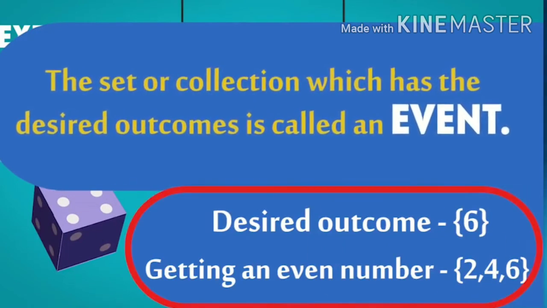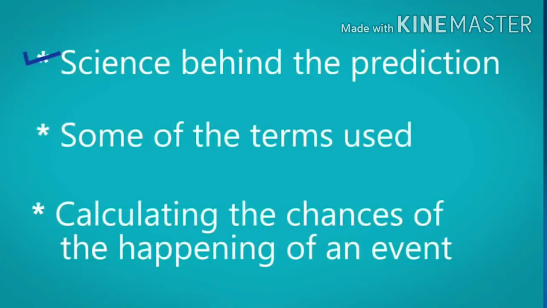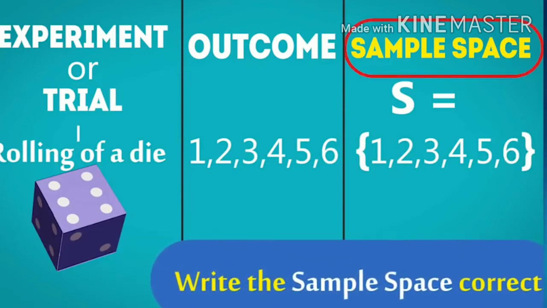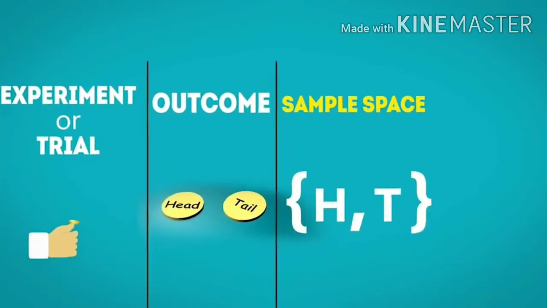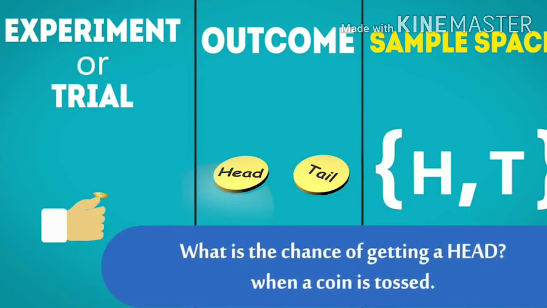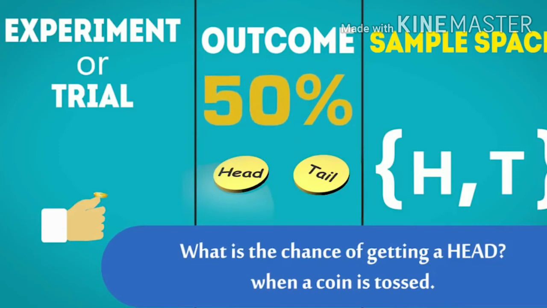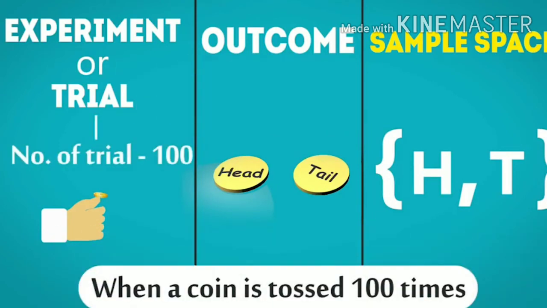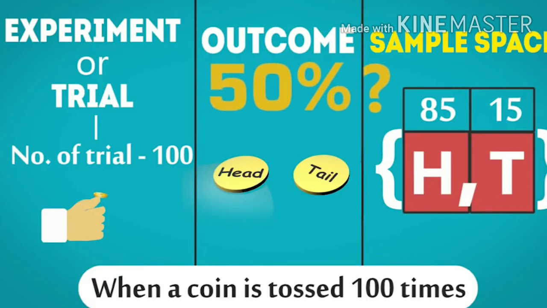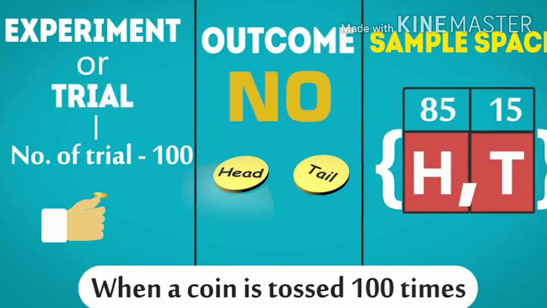The collection which has the desired outcomes is called an event. If you write the outcomes correctly, then only you will get the correct result. Is it clear to you all, children? Now, what is the chance of getting a head when a coin is tossed? 50%? Yes. Now I am giving a situation. When a coin is tossed 100 times, head appeared 85 times and tail appeared 15 times. Now is it 50%? No.